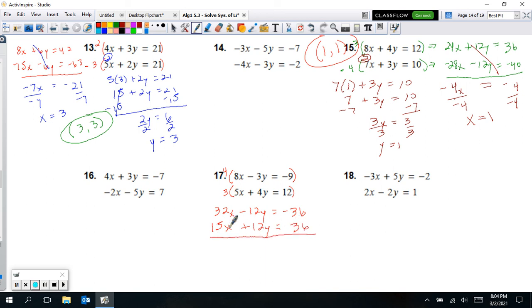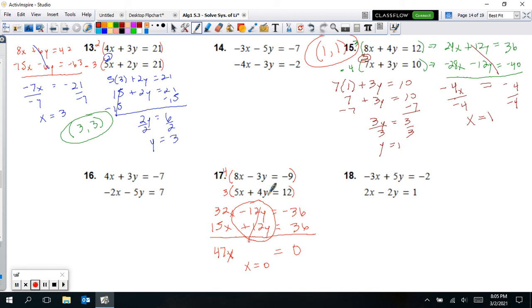So now when we combine, we're going to get 32 and 15. That's going to be 47, 47x. The y's are going to cancel there. So right there, these two here cancel out. And over here also, these two are going to cancel. And that makes this equal 0. 36 and negative 36 equals 0. So it means x has to equal 0. If I divide, 0 divided by 47, x has to be 0 then.